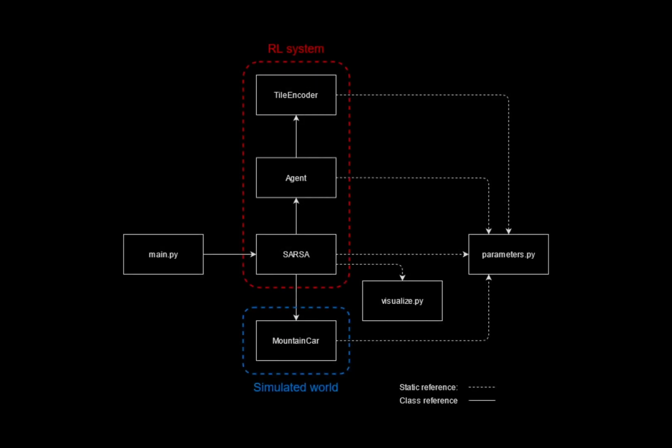We divided our code into 2 main components. You have the simulated world, which holds the mountain car logic, similar to that of the previous projects, and then you have the reinforcement learning system, which holds the tile encoding, the SARSA algorithm, and the agent, which has the policy function and the neural network. Both of these components receive their settings from the parameters file, which works as an interface for the system.